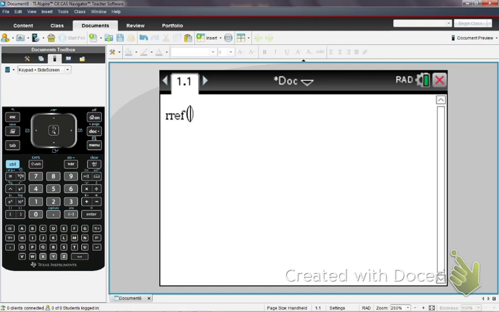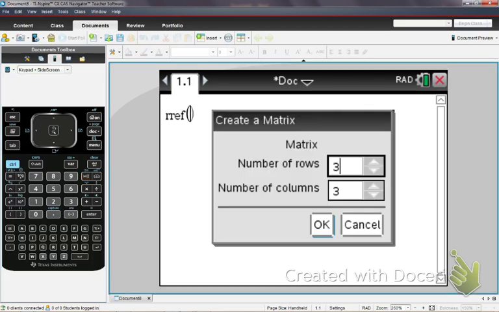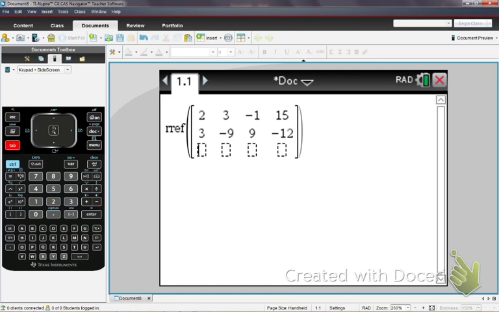Then we're going to put in a matrix. Now you remember where we went to find the absolute value function? In the button next to the book. It's highlighted in red on the screen, and right in the middle is that 3 by 3. That's how you put a matrix into your calculator. Now for this, we had 3 rows and 4 columns, so I'm going to go down here, click on the 4, and hit OK. Now I'm going to put the numbers in exactly the way that I wrote them: 2, 3, negative 1, 15, 3, negative 9, 9, negative 12, 4, negative 3, negative 1, 19.